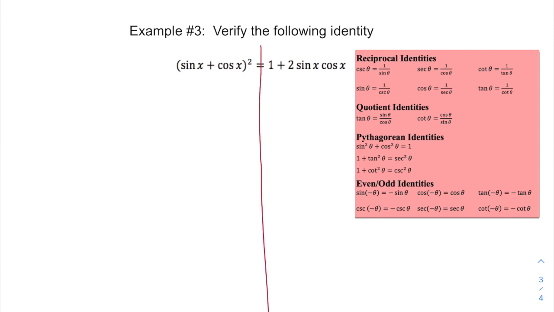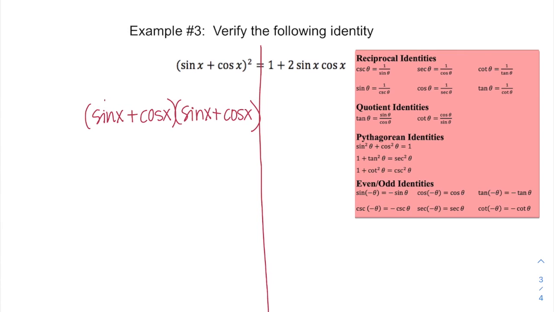I'm going to choose the left-hand side. The main reason is I don't know what I can do with the right-hand side. There's not a whole lot. Whereas the left-hand side has parentheses that aren't on the right-hand side. So I'm going to start on the left getting rid of the parentheses. If I want to get rid of the parentheses, I'm going to start by rewriting this. Sine x plus cosine x, squared, means sine x plus cosine x times itself. So I'm going to start there and then FOIL.